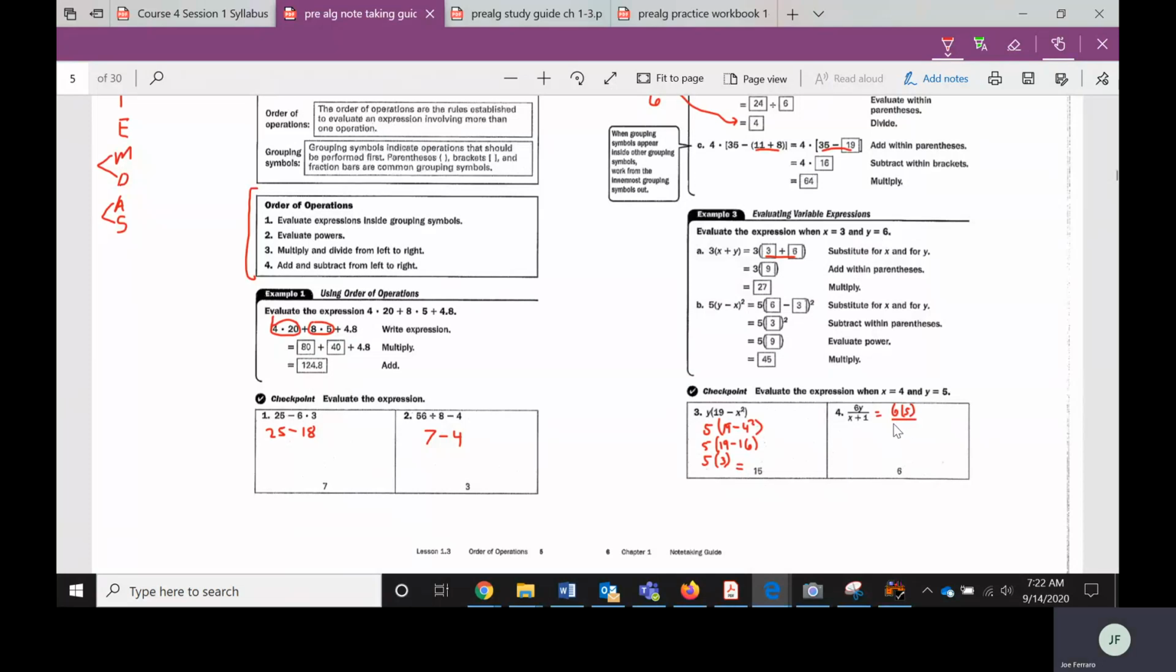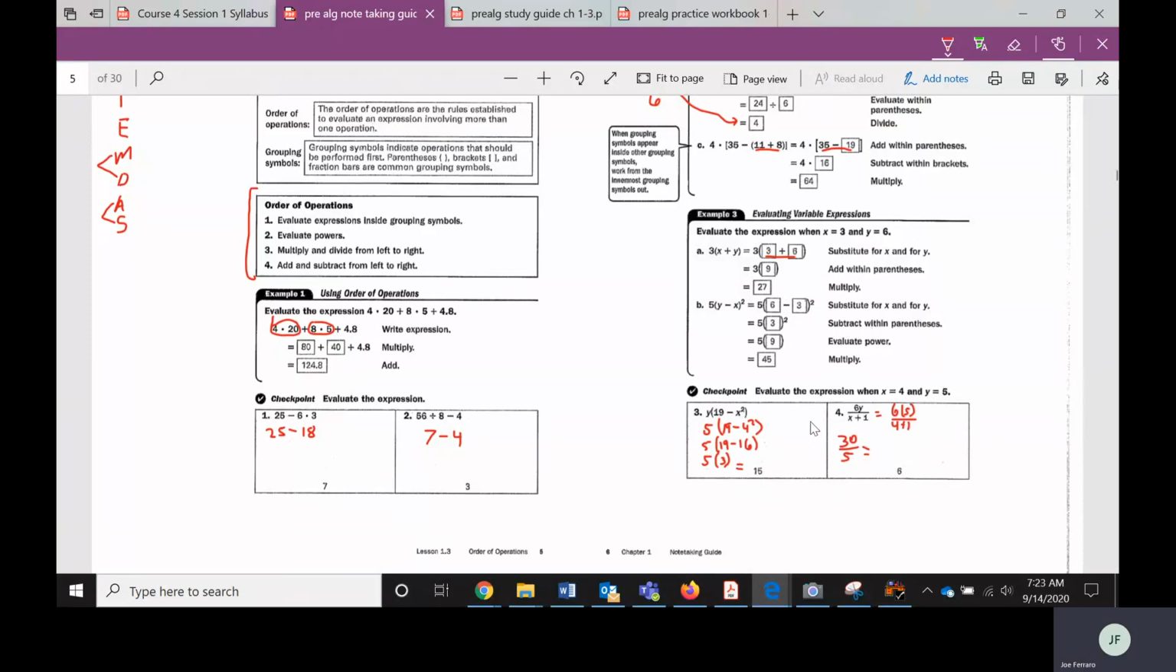And then x is 4, so we have 4 plus 1 on the bottom. Okay. Then top, 6 times 5 is 30. Bottom, 4 plus 1 is 5. So 30 divided by 5 gives us 6. Okay.